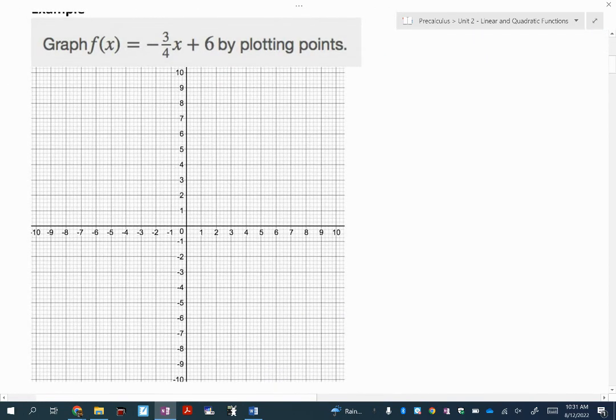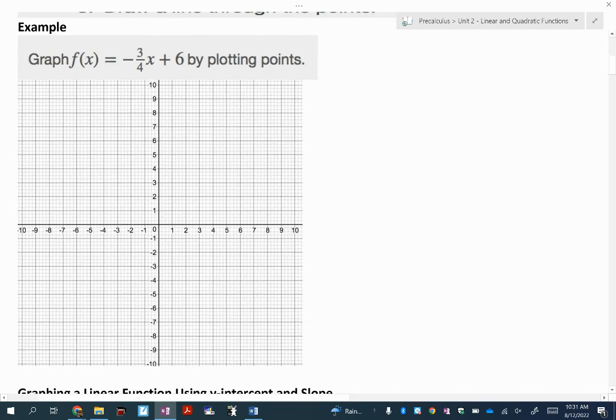So it says to plot points here, but I'm just going to use your understanding from your middle school days and Algebra 1 days that if they give this to you in slope-intercept form, right, so that mx plus b, the way that I'm going to do this is, I'm going to plot the y-intercept first. All right, so this right here is the y-intercept, so 0, 6. Then I'm going to use the slope of negative 3/4 to plot more points.